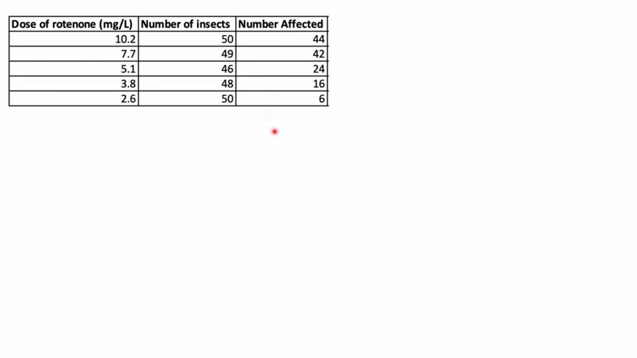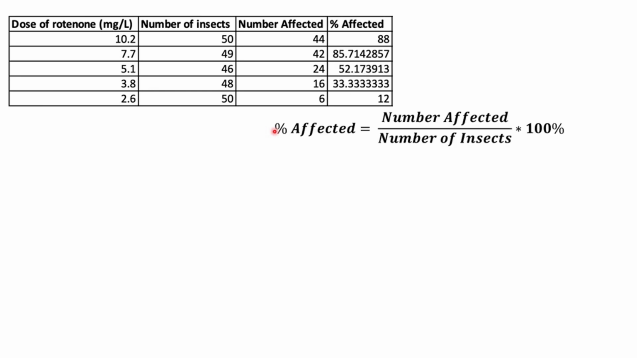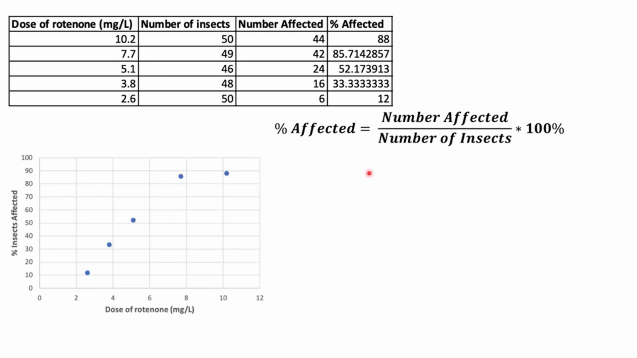To plot my first version dose versus response curve, let's calculate the percentage affected. The percentage affected is just the number of insects affected over the total number of insects that were treated, so for example, 44/50 times 100%. I can plot the dose of rotenone in milligrams per liter against the percentage of the insects that were affected. And I see this relationship here, a nonlinear relationship where I see some increase and a plateau as we get closer to 100%.